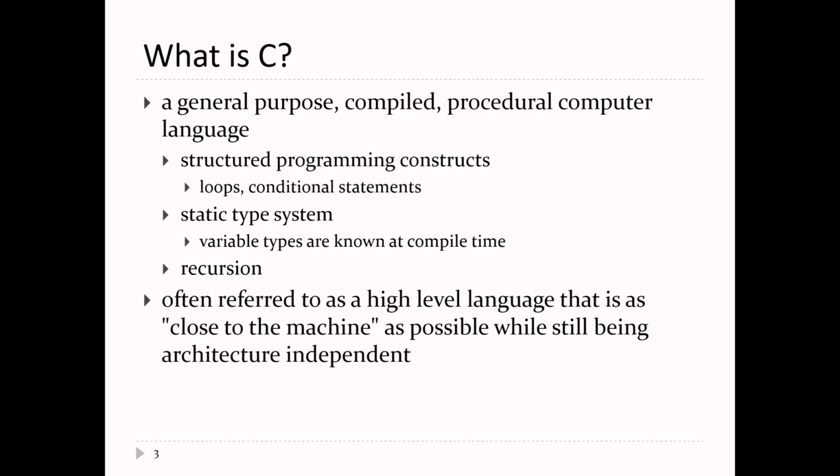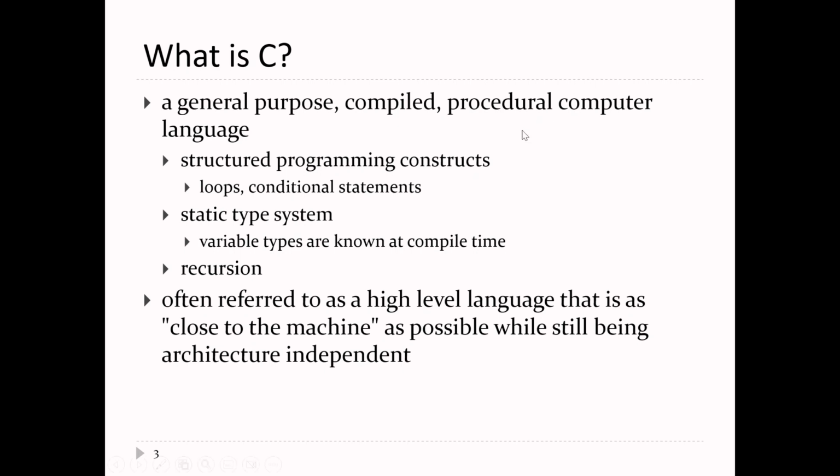So we're moving into the second part of the course. So first of all, what is C? It's a general purpose, compiled procedural computer language. General purpose meaning it's suitable for different applications, so it's not targeted at any one particular application. Compiled, which for many of you, you haven't really seen or had to explicitly compile the program before.